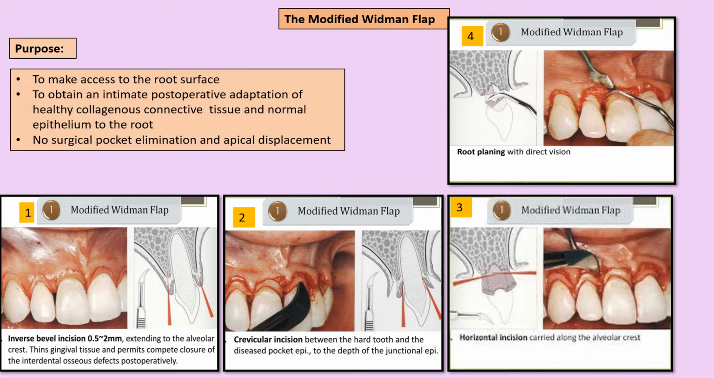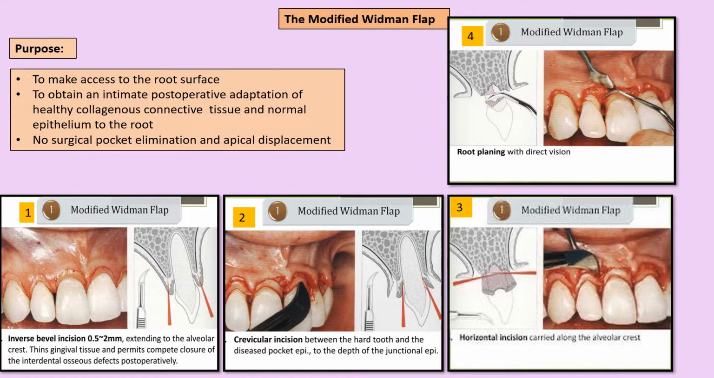Okay, so now we are coming to the modified Widman flap. We know this flap is an undisplaced flap. That means you raise the flap, do the procedure, and then put the flap back into the same position. It's a full thickness flap. The modified Widman flap is mainly used in open flap debridement procedures and regenerative perio procedures like grafting, and it's a very important procedure for surgery on single rooted teeth. Healing is by primary intention. Chances of scarring are not there, and that's the reason the modified Widman flap can easily be used in the aesthetic zone.